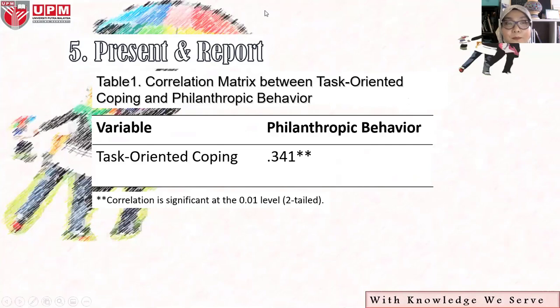Okay, so this is how you can present the result for correlation analysis. Table 1, this is how you can write down the name of the table, and this is how the table should look. The list of variables should be located under the variable column, and next to it comes your philanthropic behavior, the DV. Then you just include the two stars and locate the note below the table: the correlation is significant at the 0.01 level using the two-tail analysis.